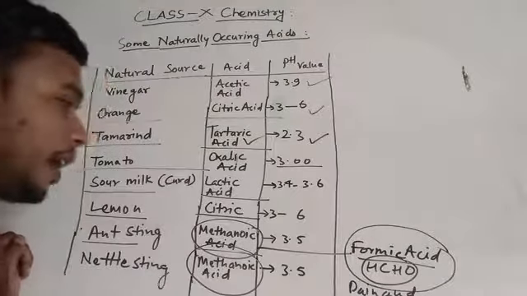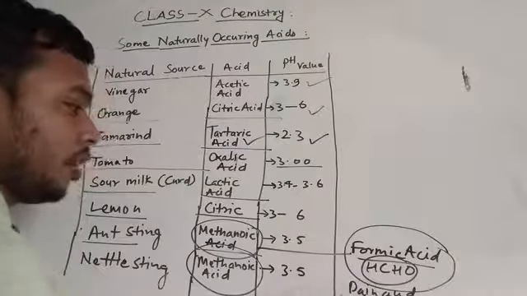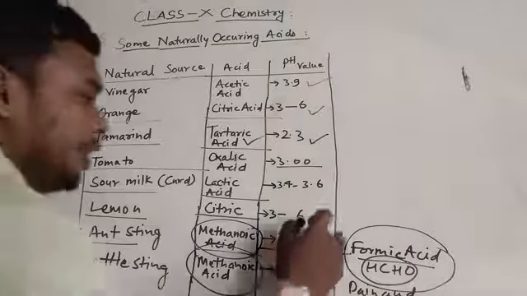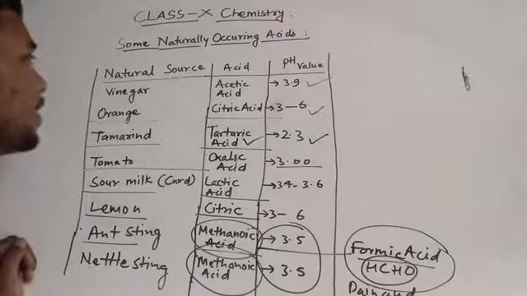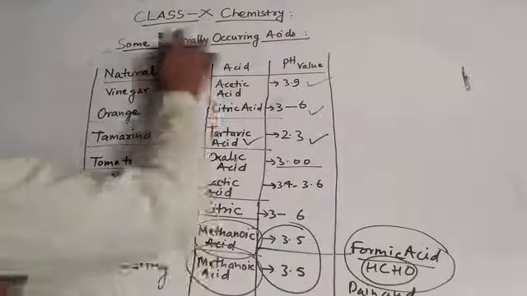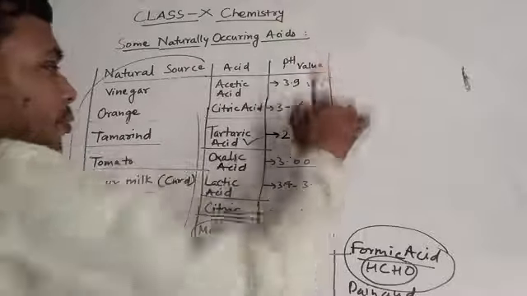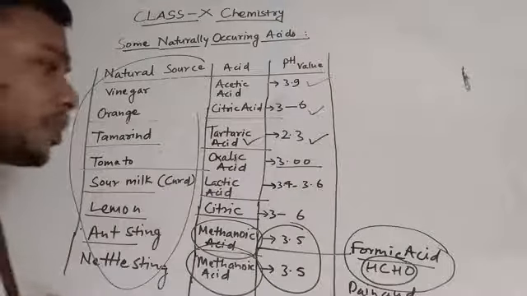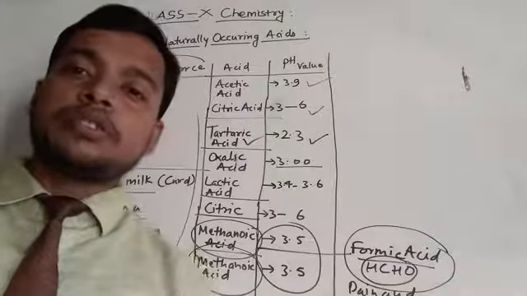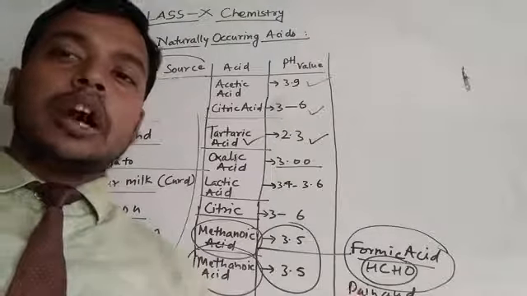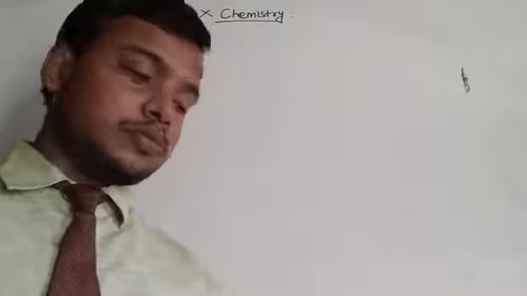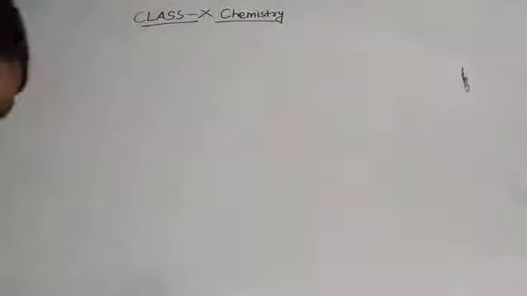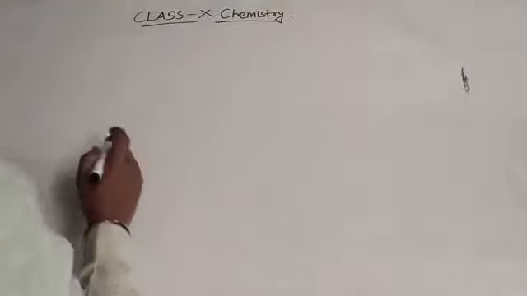So after that, this pH value will be 3.5. So in this way, some naturally occurring acids, their natural sources and their pH values. And after that, we have done some questions related to the topics we already read. Now, dear students, some questions on the discussed topic.